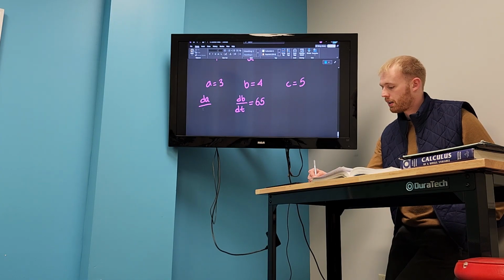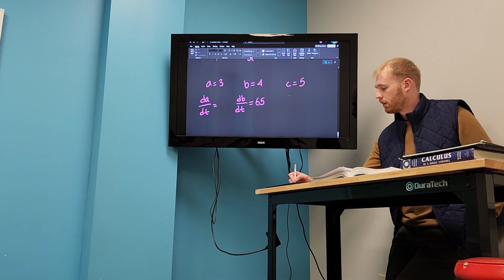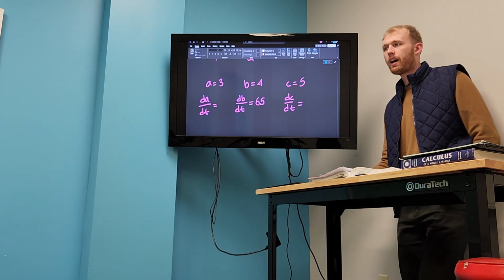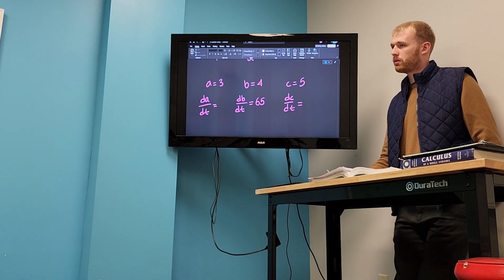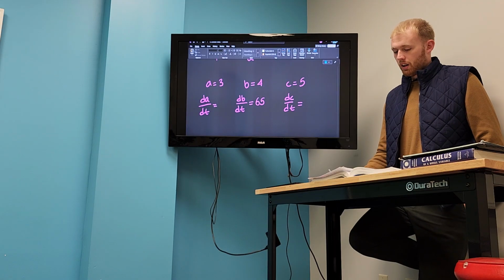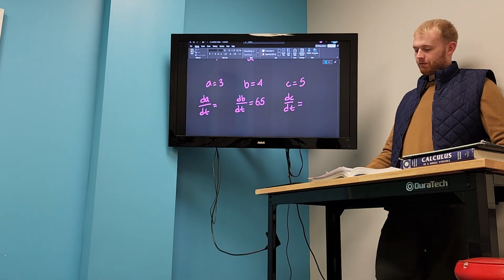But we're going to write dA/dt, dC/dt. Oh yeah, I forgot. We're going to use our Leibniz notation. We can use other notation, it's just better to use Leibniz for related rates. All right. Is this really all we know?